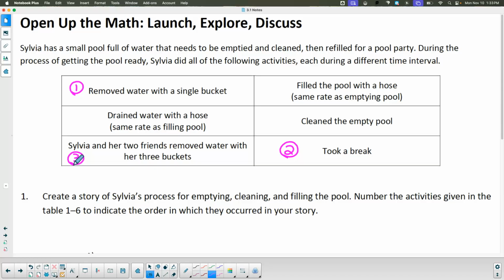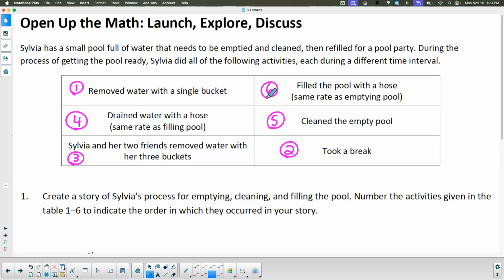With me? Then one of them said, "Hey, how about we work smarter, not harder?" And they said, "Let's empty the pool with a hose." Okay? All the way down to it being empty, right? Okay. Then they cleaned it, and then they refilled it. With me on that? Again, your story could be totally different.